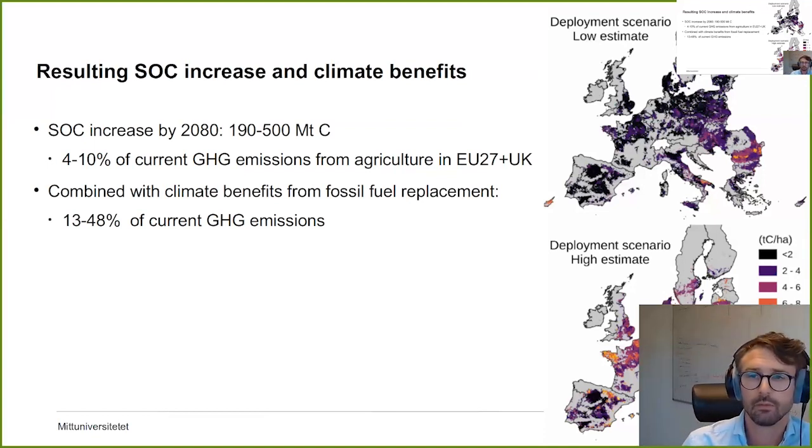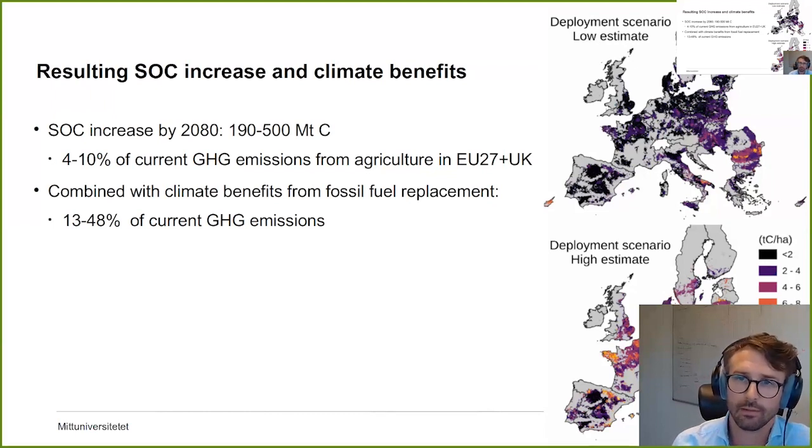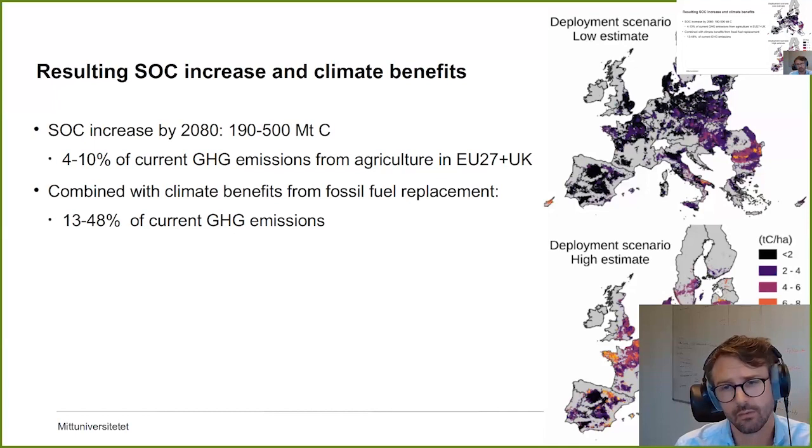If we take a look again, we can also look a little bit closer at the figures. We see the low estimate to the top and we see the high estimate to the bottom. And the colors show the amount, the tons of carbon per hectare in each subcatchment. And we see that there's a big difference between the low estimate and the high estimate. That is because in the high estimate, we introduce grass to a larger extent than in the low estimate. And so in the high estimate, we can see in the southeastern part of Europe, we can achieve over 10 tons of carbon per hectare. But in the low estimate, it's typically around 2 tons per hectare or lower in most parts where these systems are introduced.